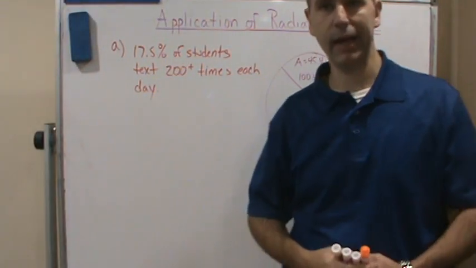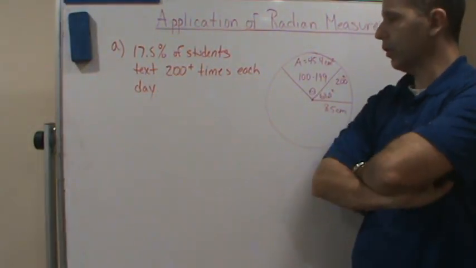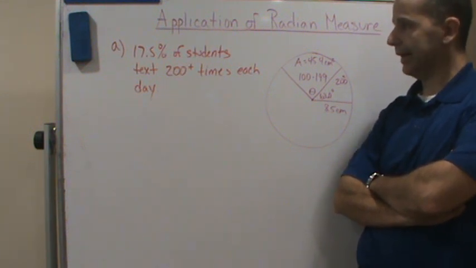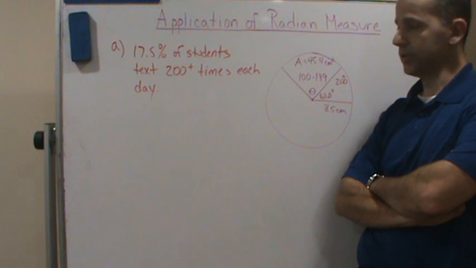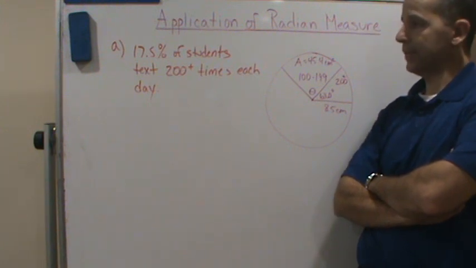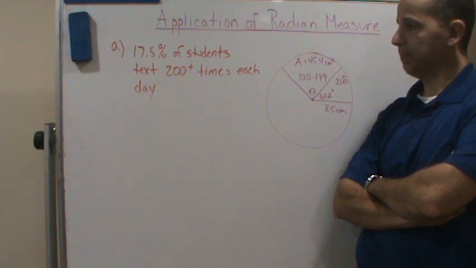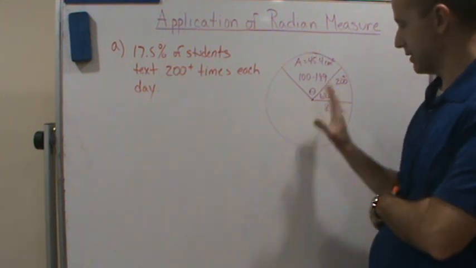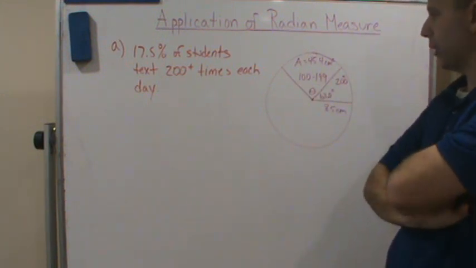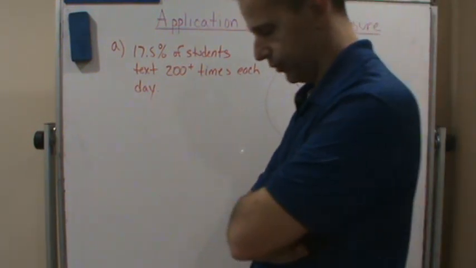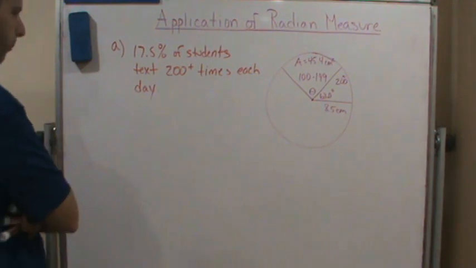Okay, welcome back. So now we're going to do a couple of examples. The first one, A, is we have 17.5% of students who text at least 200 times a day, represented in this pie chart. And we want to find the area of the sector of the circle. So what do we do?